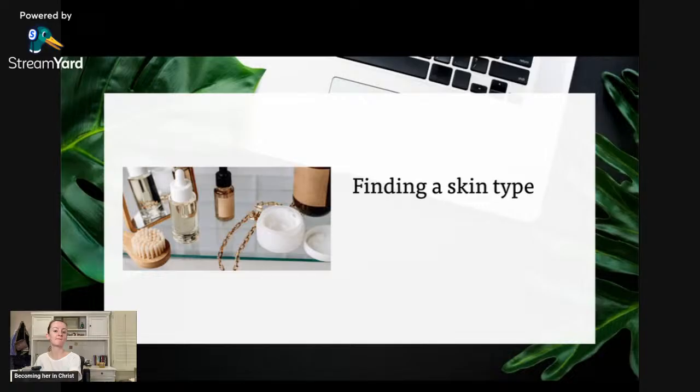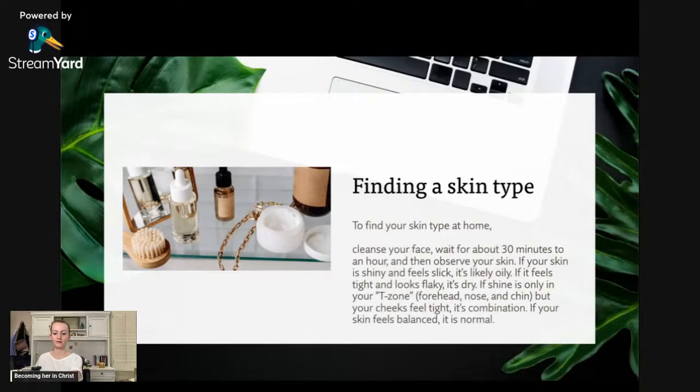So let's talk about finding your skin type. To find your skin type at home, cleanse your face, wait for 30 minutes to an hour, and then observe your skin. If your skin is shiny and feels slick, it's likely oily. If it feels tight and looks flaky, it's dry. If shine is only in your T-zone, forehead, nose and chin, but your cheeks feel tight, it's combination. If your skin feels balanced, it's normal.